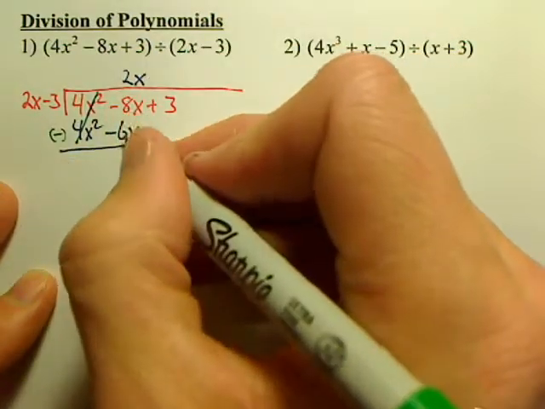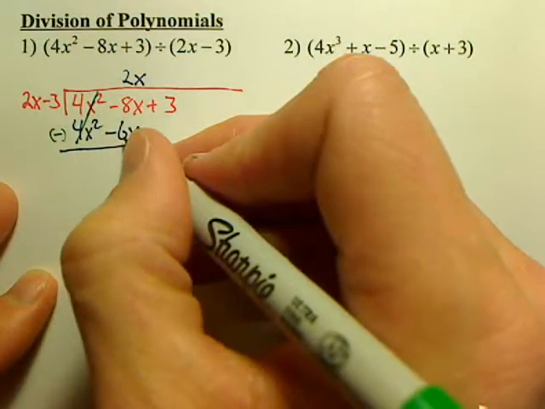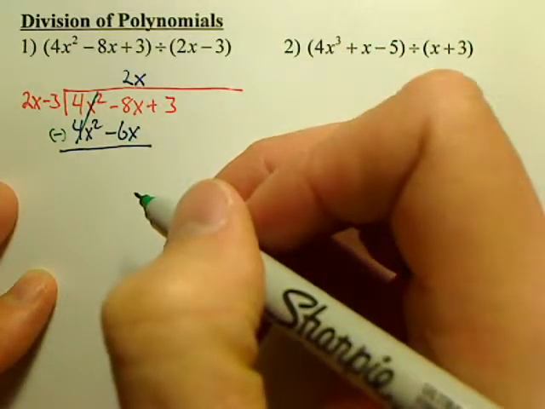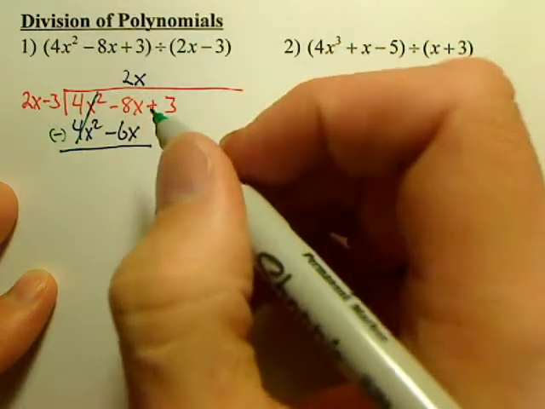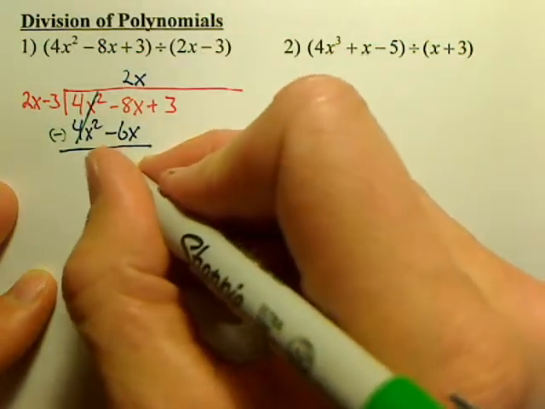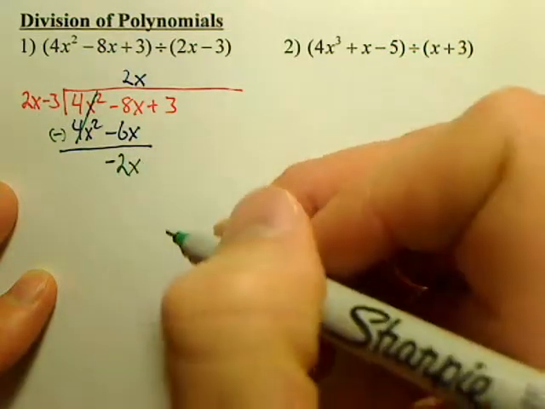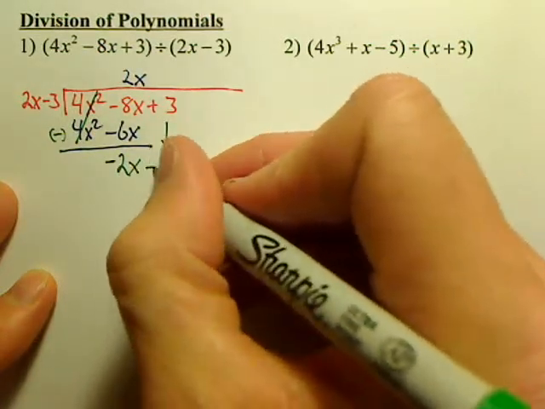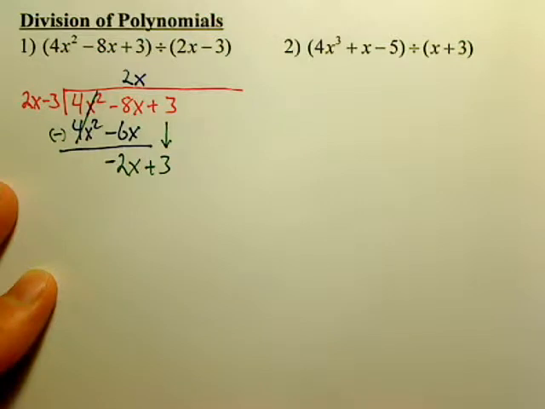What's negative 8x minus negative 6x? This is going to mess a lot of you up. A lot of people get messed up here. But when you minus a negative, it becomes a plus. So this actually becomes negative 2x. And then I bring down the 3. Now that is kind of weird for a lot of people, but hopefully you'll get used to it.